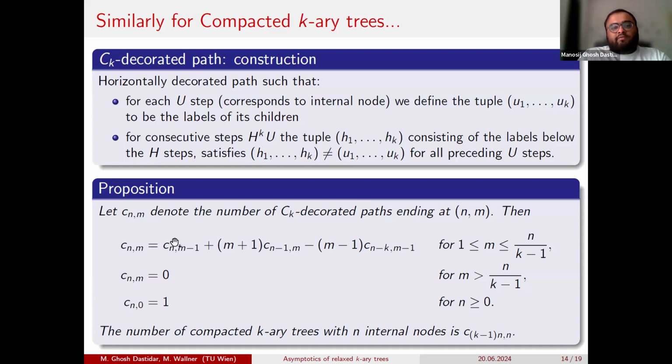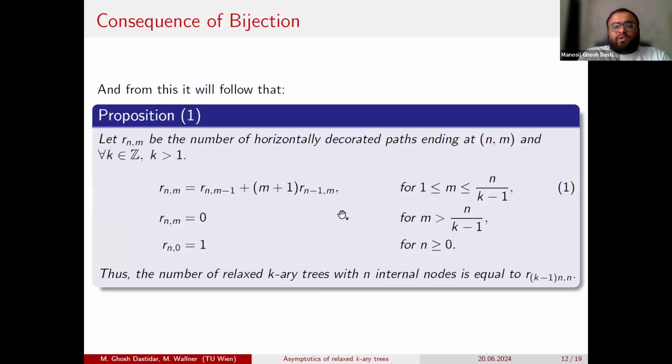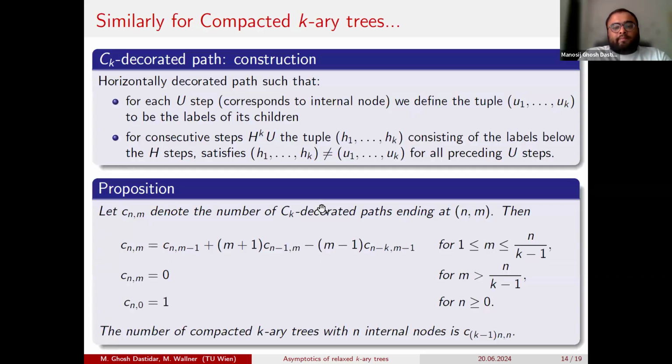So here we have a similar kind of recurrence for CK decorated paths. And we notice that the most notable difference here is that there is an extra term. In the relaxed setting, we did not have that. In this case, we have an extra term. And the number of compacted k-ary trees with n internal nodes is C((k-1)n, n).